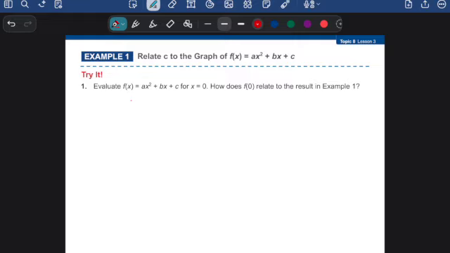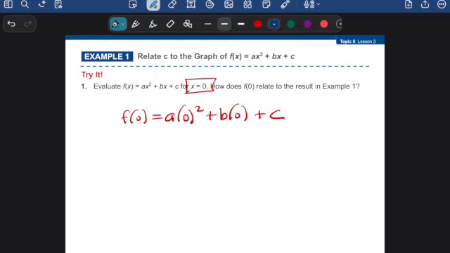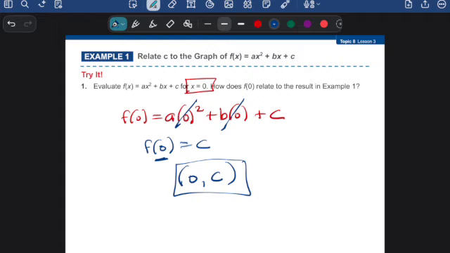Try it number 1. Evaluate standard form for x equals 0. How does f of 0 relate to the result in example 1? So if we plug in x equals 0 into our equation, what do we get? A times 0 squared plus b times 0 plus c. Well, anything times 0 is equal to 0, so those are going to cancel out. So then all we're left with is c. So when x is 0, our output is c, the constant. So this is the ordered pair for our y-intercept.